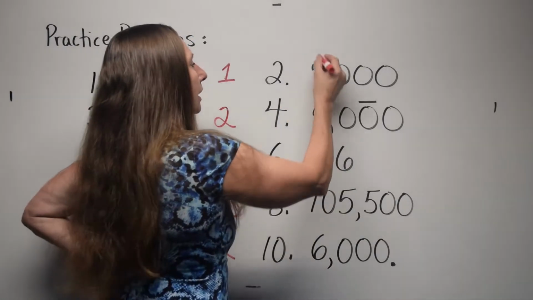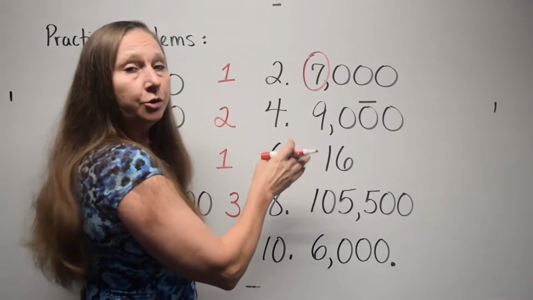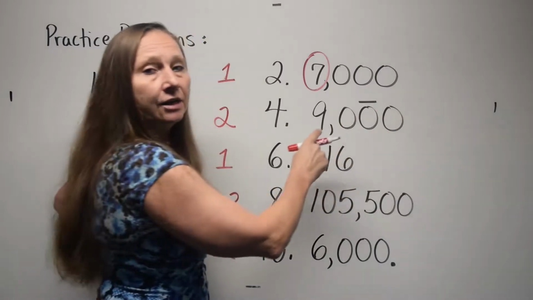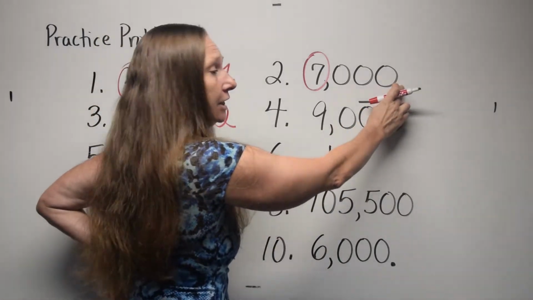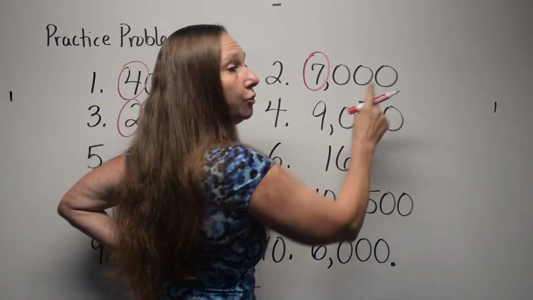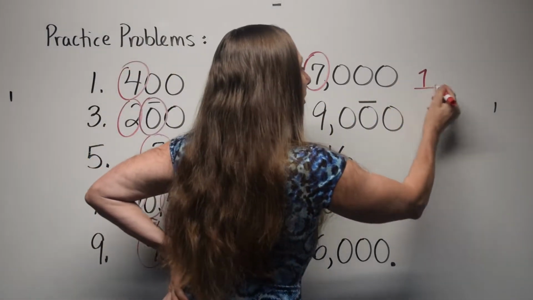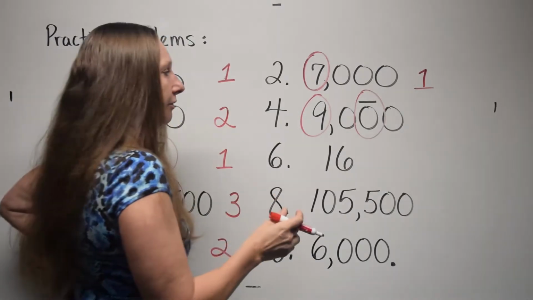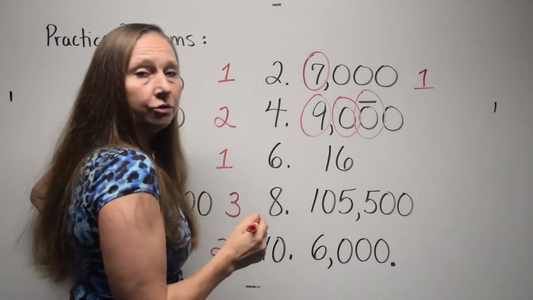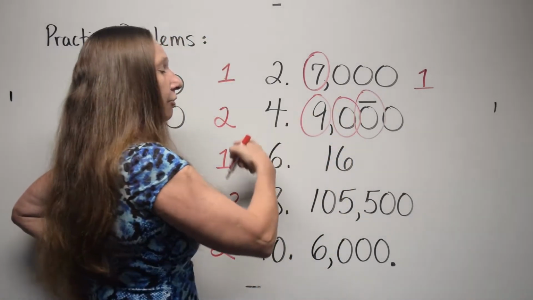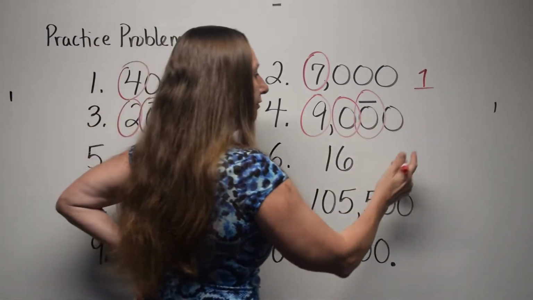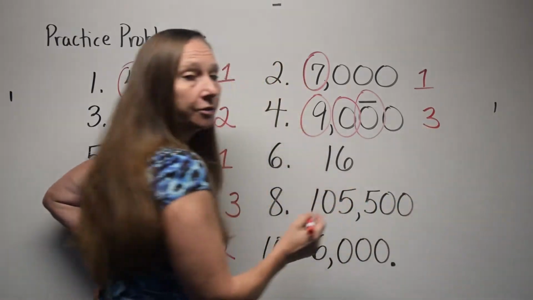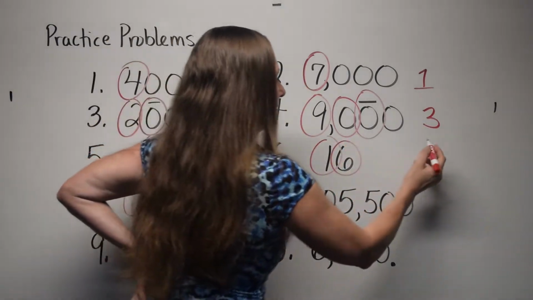Here we go. Non-zeros are significant. Zeros between, there are none. Zeros before, there are none. Zeros after the last non-zero are significant if there's a decimal. There's no decimal. These zeros are not significant. 1 significant figure here. Non-zeros and dashed zeros are significant. Zeros between non-zeros and dashed zeros are significant. Zeros before, there are none. Zeros after are significant if there's a decimal. 3 significant figures.